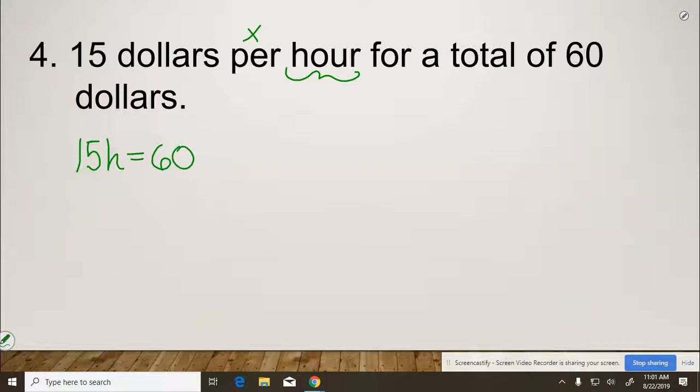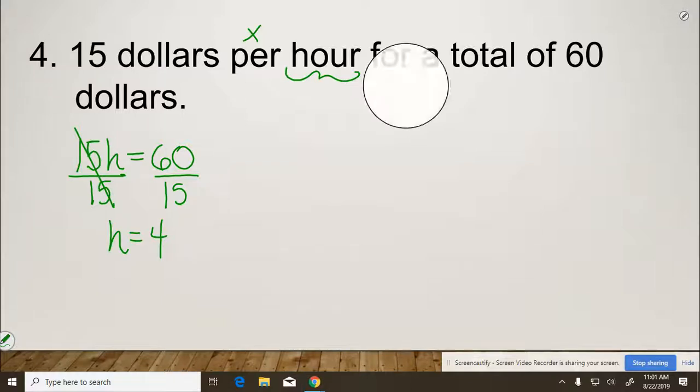Opposite of multiplying here, 15 times H is multiplying. We're going to divide. And we wind up with H equals 4. I know that because 15 times 2 is 30, so 15 times 4 would be 60.